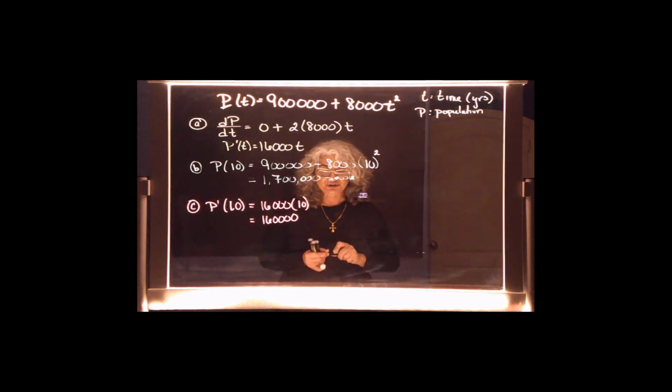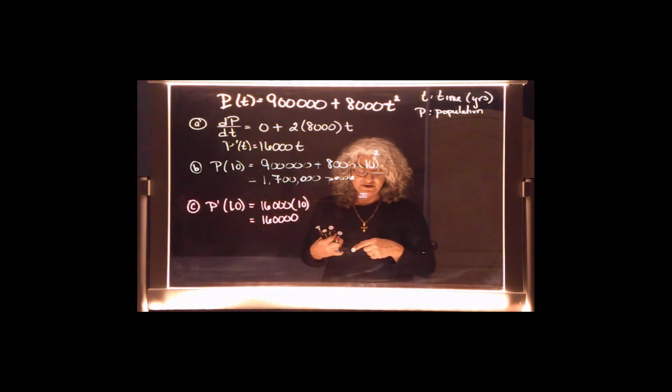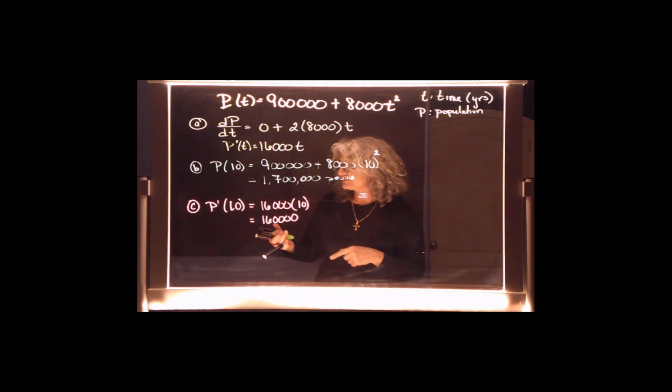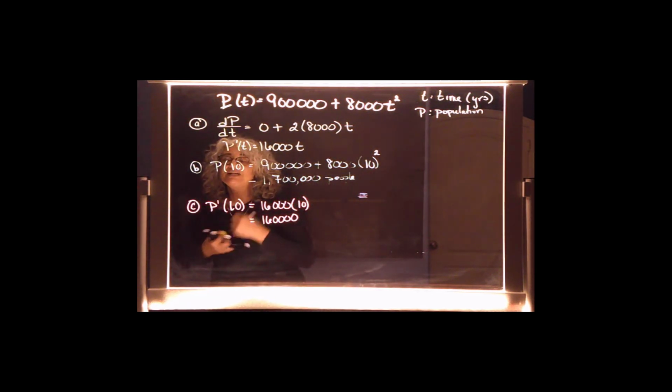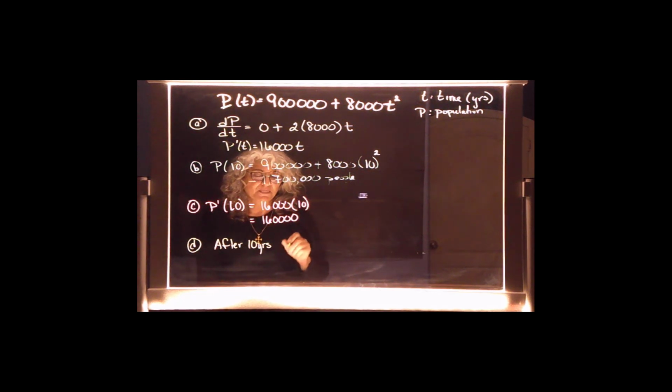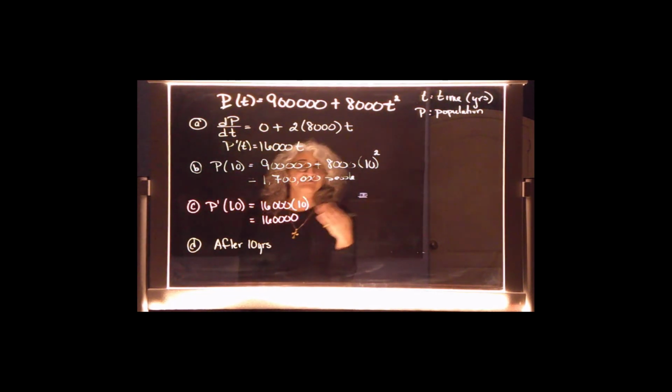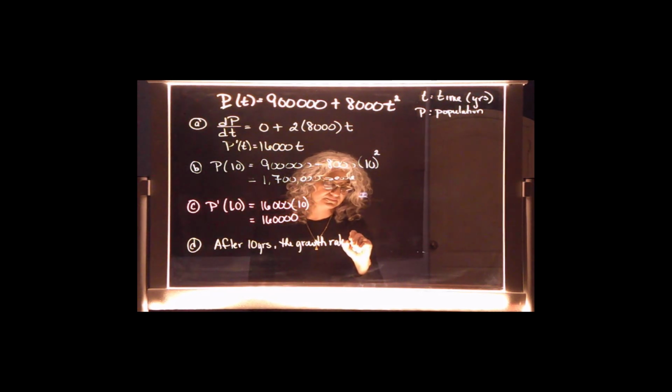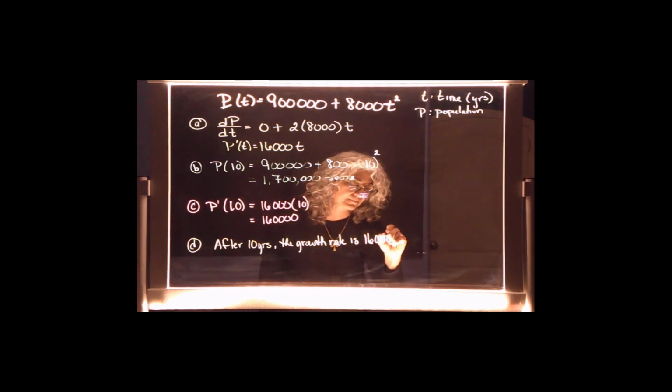Part D wants to actually know the meaning of this answer. Well, the meaning of this answer is saying that after 10 years, the average rate of change over these 10 years, the growth rate at 10 years, is 160,000 people. Good?